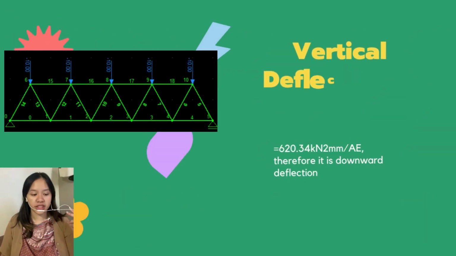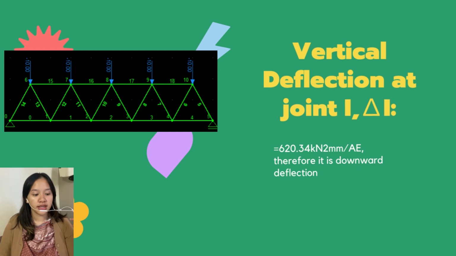Based on our findings, we have found that the model indicates 620.34 kN²·m/mm over AE, which indicates that the model is having a downward deflection.